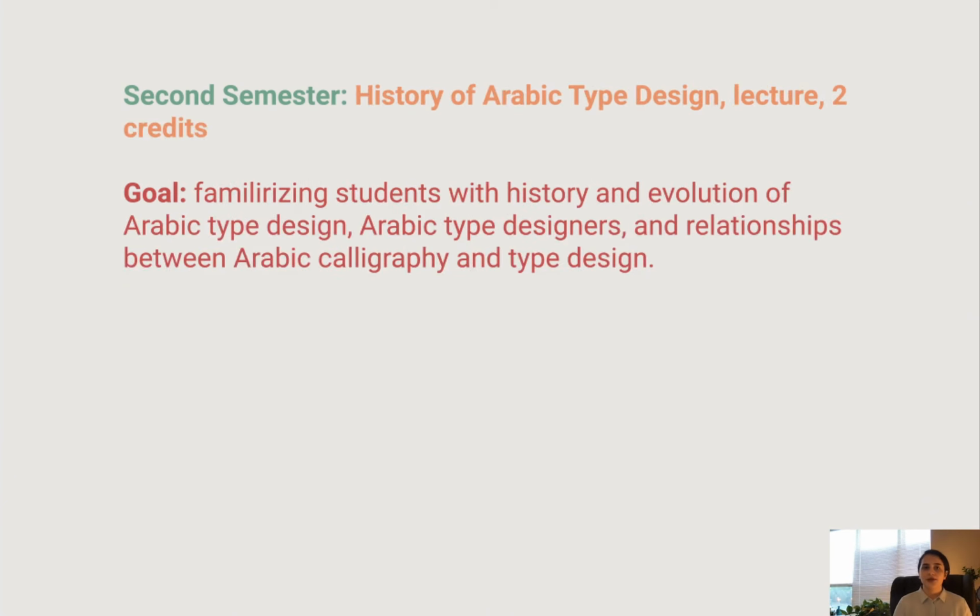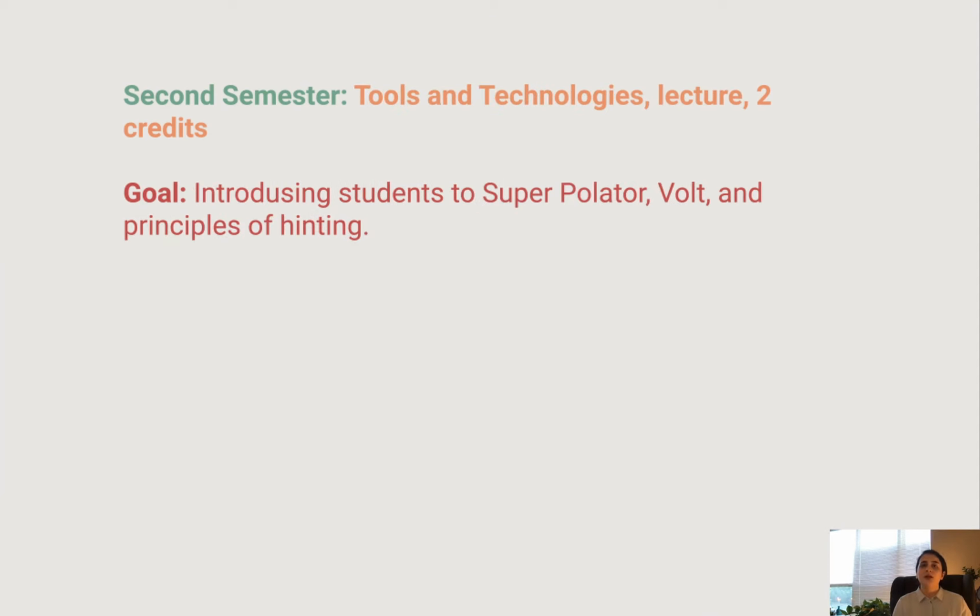The second course is about History of Arabic Type Design. This is a lecture course and has 2 credits. The goal is making students familiar with the history and evolution of Arabic type design, Arabic type designers, and relationships between Arabic calligraphy and type design. The third course is about Tools and Technologies. This is a lecture course and has 2 credits. The goal is introducing students to Superpolator, VOLT, and principles of hinting.